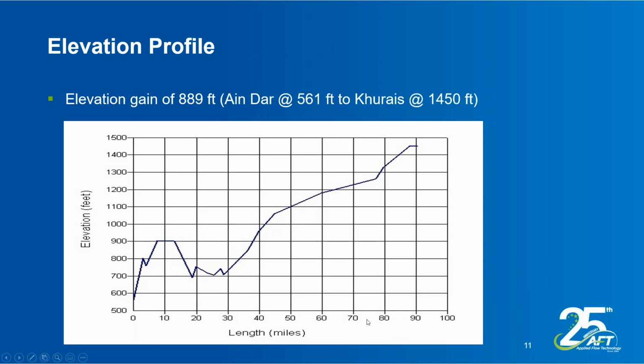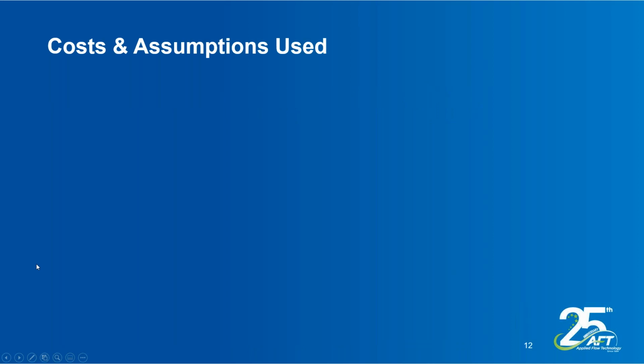This is what the elevation profile looks like for the overall pipeline. And so the pipeline was built with the elevation profile. It starts off at just a little bit higher than sea level, and then it increases to 900 feet, drops back down, and then goes back up. And so there's a total elevation gain of about 890 feet throughout the 90-mile pipeline. So that's going to also dictate what the pressures in the system are going to look like.